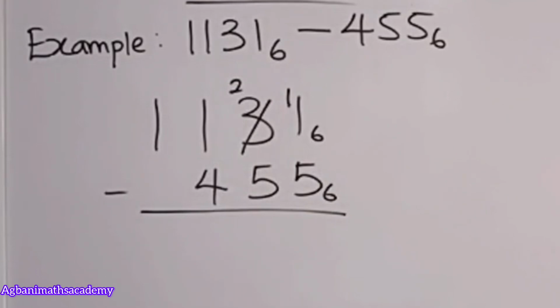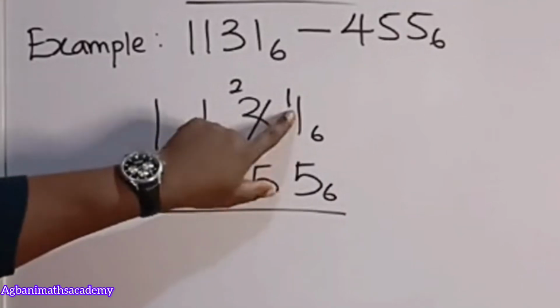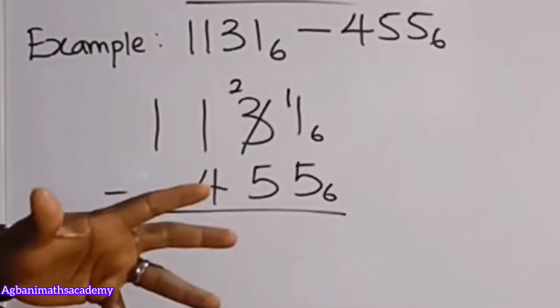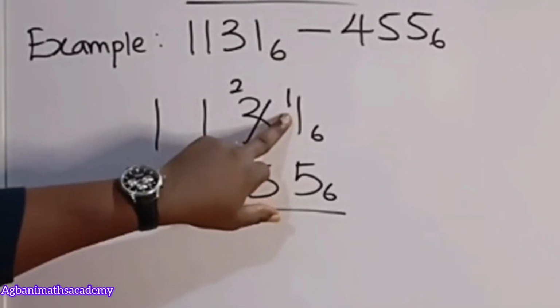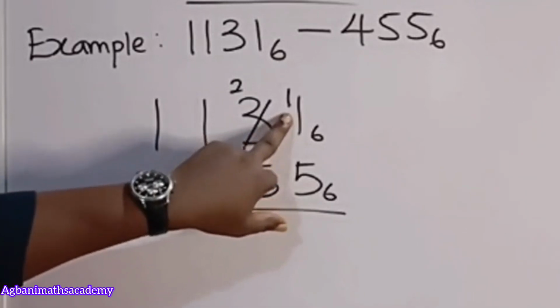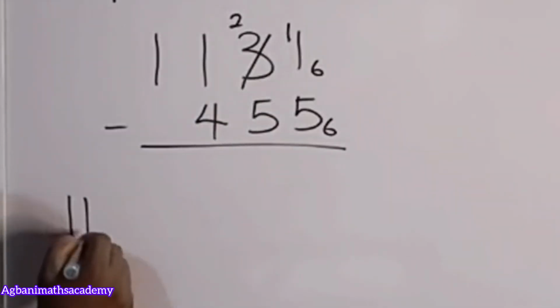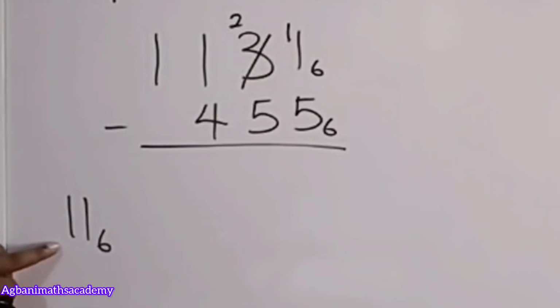But we are not going to use 11. This is where the trick is. We are going to convert this value. 11 base 6 is a correct value because each of these digits is less than 6. But when we are subtracting, we need an incorrect form.